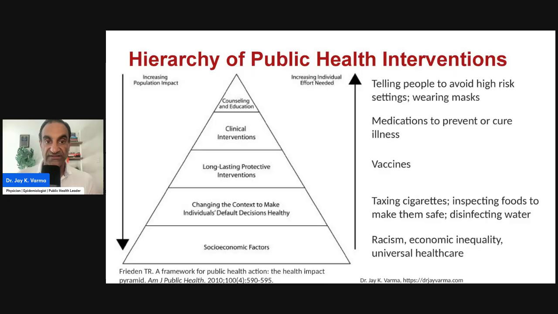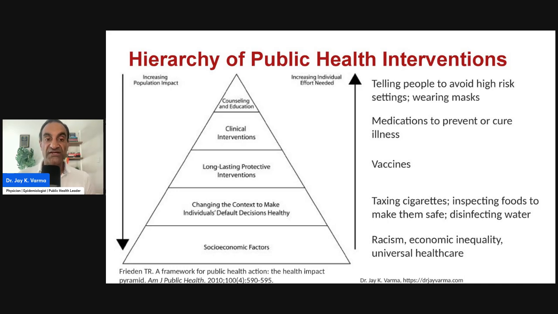On the right-hand side, going up, we have those that require the maximum amount of individual effort. So if you look at the bottom, for example, we think of socioeconomic factors, things like racism, economic inequality, universal healthcare. These are factors that have a tremendous impact across the population. They benefit people regardless of whether you've gotten an intervention or whether you even know it at all. So they have a huge population impact. And most importantly, they don't require any individual effort. We don't need to get people to change what they are doing.